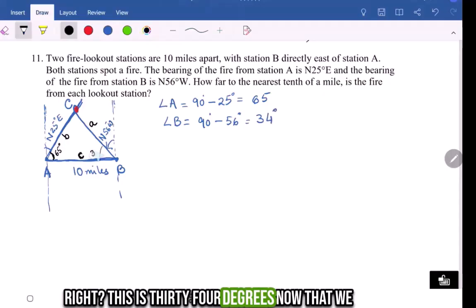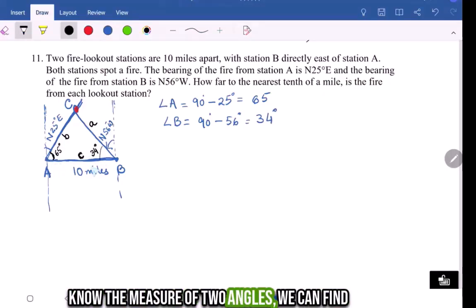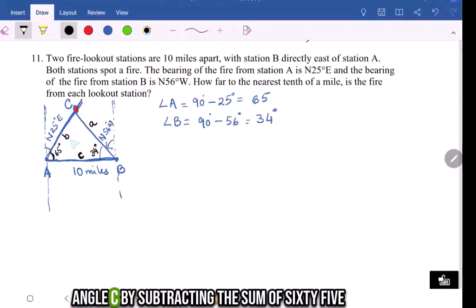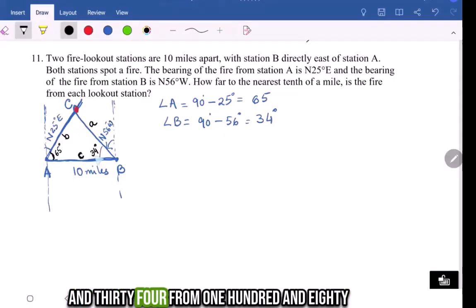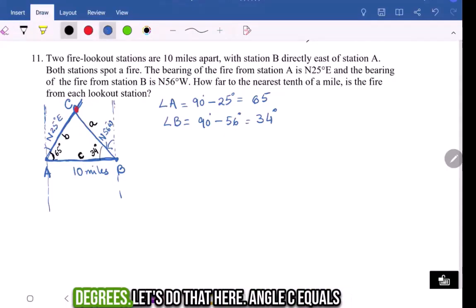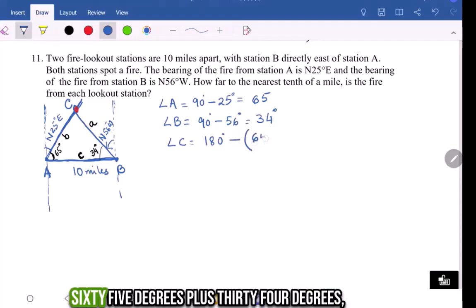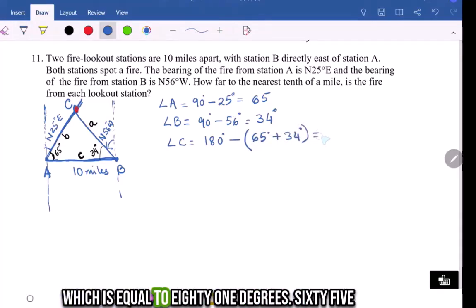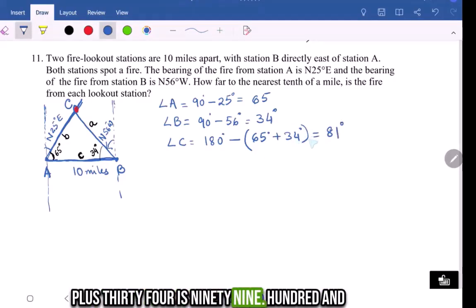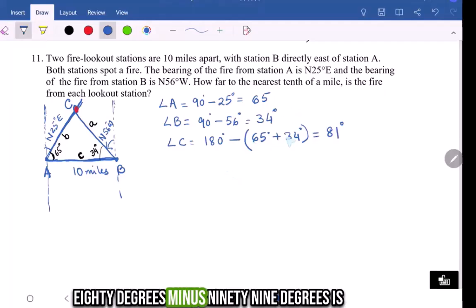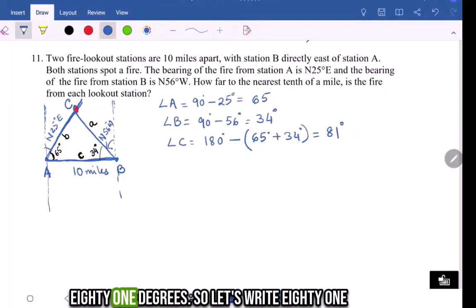This is 34 degrees. Now that we know the measure of two angles, we can find angle C by subtracting the sum of 65 and 34 from 180 degrees. Let's do that here. Angle C equals 180 degrees minus the sum of 65 degrees plus 34 degrees, which is equal to 81 degrees. 65 plus 34 is 99. 180 degrees minus 99 degrees is 81 degrees.